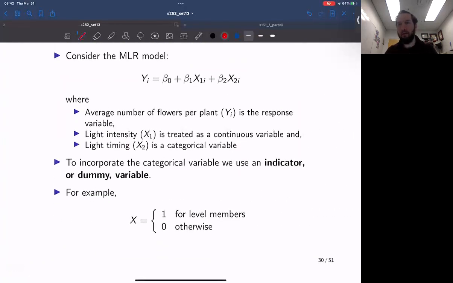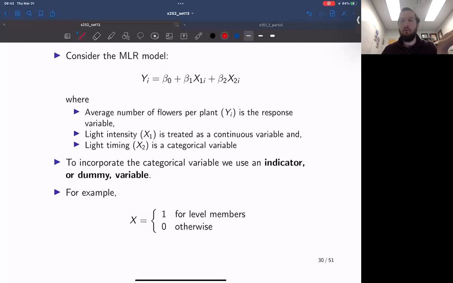Okay, so here's the simplest model that we can consider for this experiment. We propose y, which is the number of flowers, is equal to beta 0, some intercept, plus beta 1 x1, where x1 represents the intensity, so it's a continuous value, plus beta 2 x2, where x2 is the timing, early or late. So how do we actually include x2 in the model?